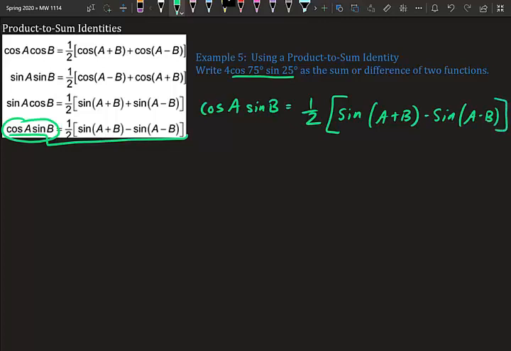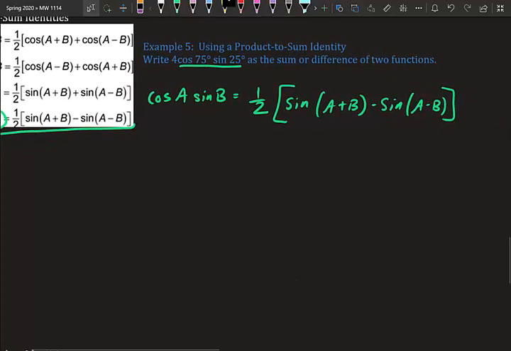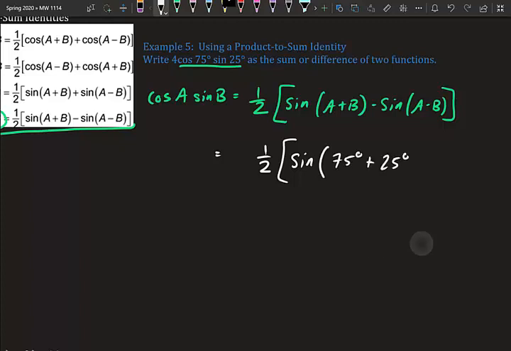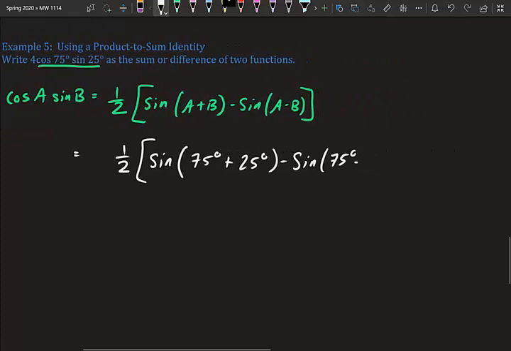So let's go ahead and fill out our formula. We'll talk about the 4 in a second. We have our A, we have our B. So we have 1/2, keep going. Sine A, which is 75 degrees, plus B, which is 25 degrees, minus sine A, which is 75 degrees, minus 25 degrees.